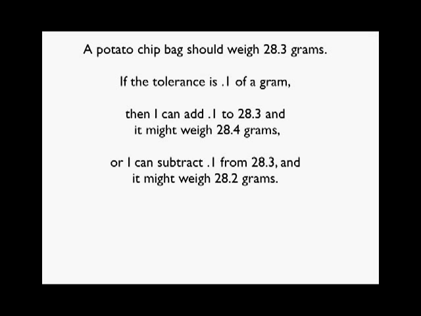A potato chip bag should weigh 28.3 grams. If the tolerance is 1/10 of a gram, then I could add 1/10 to 28.3, and the bag might weigh 28.4 grams and be acceptable. Or I can subtract 1/10 from 28.3, and the bag could weigh 28.2 grams and still be acceptable or tolerated.